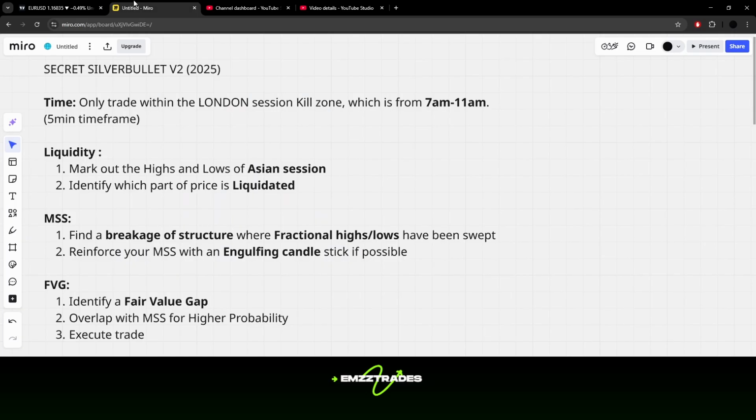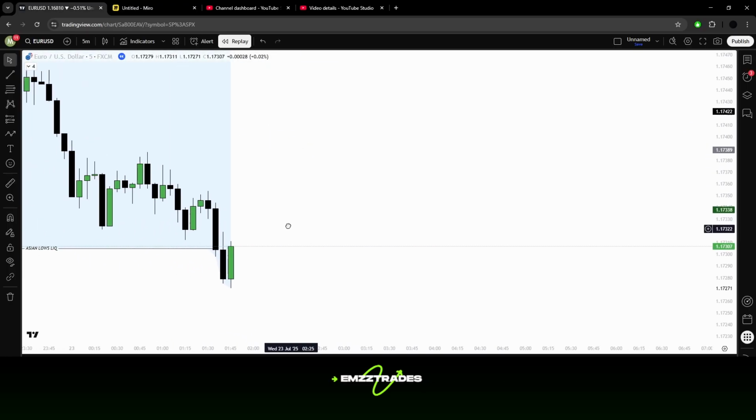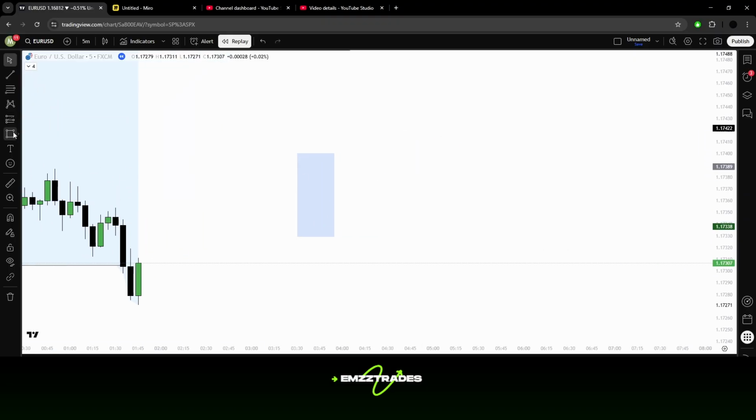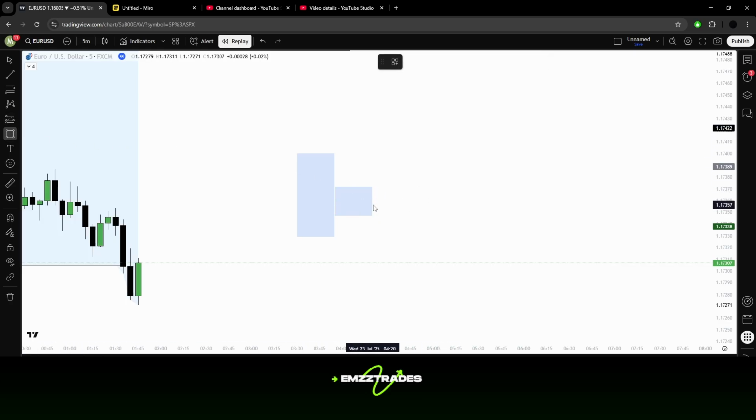So what we're looking for now is a break of structure where fractal highs or lows have been swept, and then we can reinforce our market structure shift with an engulfing candlestick if possible. I'm going to show you exactly what a fractal high is and how you can spot it. A fractal high is a series of 3 candles. Let's say that's candle number 1, candle number 2, and candle number 3 here. From these 3 candles there are going to be wicks.